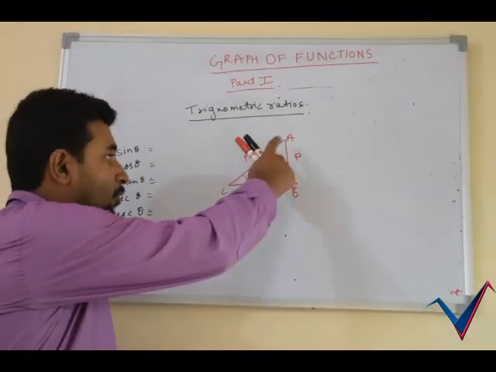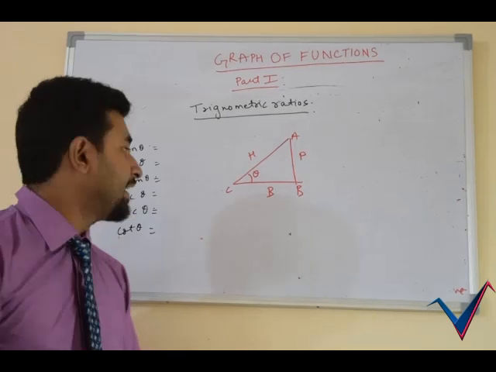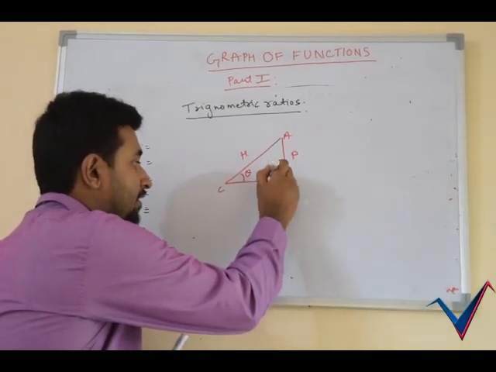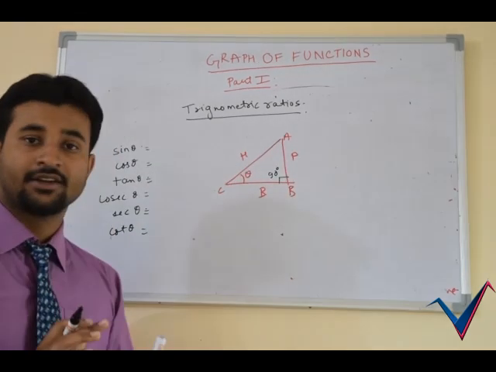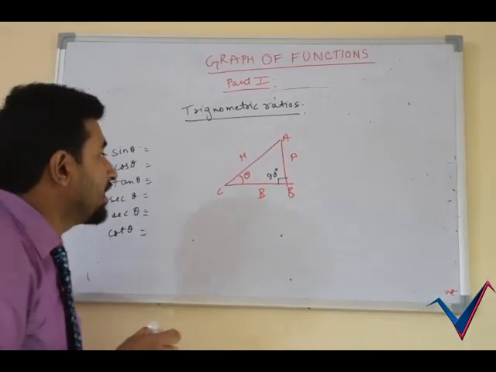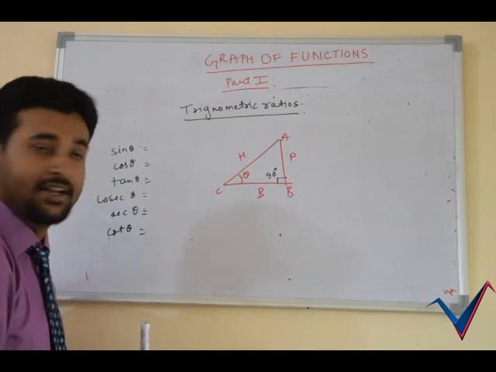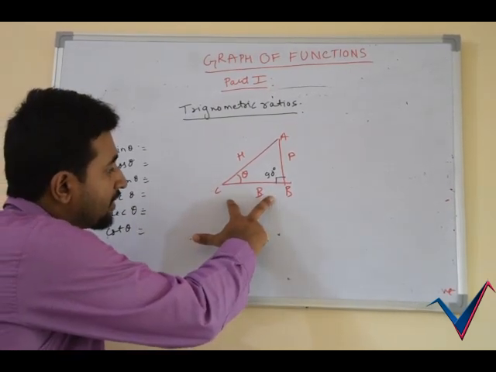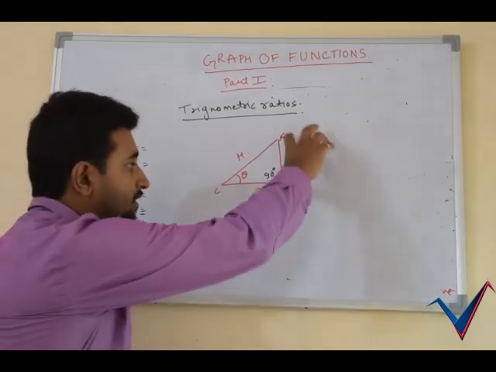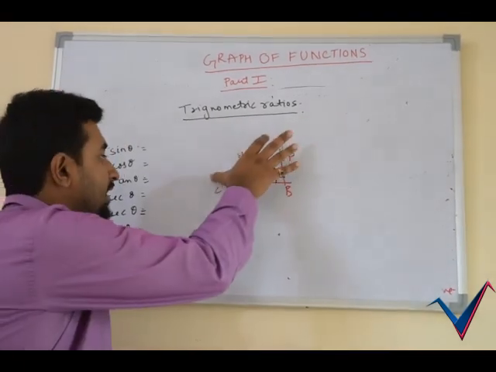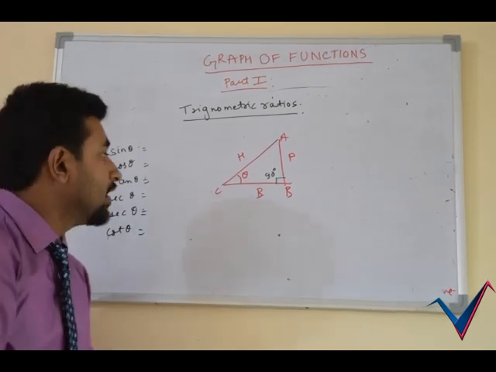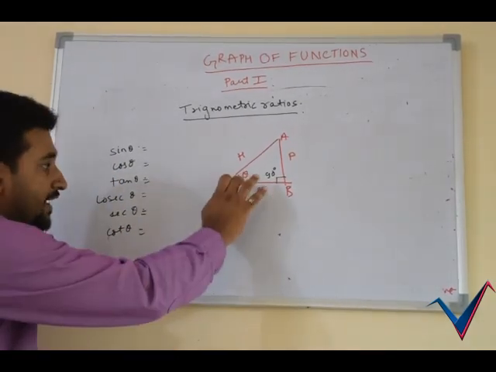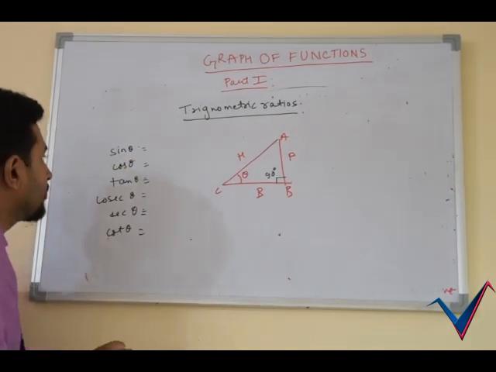Suppose this is a right angle triangle. Right angle triangle means this angle is 90 degree. So in a right angle triangle we have three sides. This side we call the base, this side is the perpendicular and this side is the hypotenuse. And this angle is theta. So for this angle theta we have some basic trigonometric ratios.